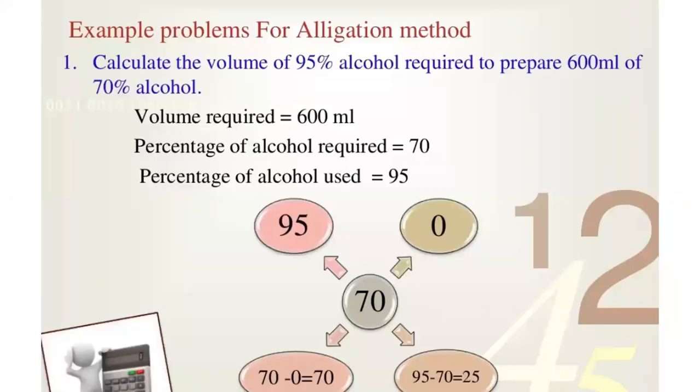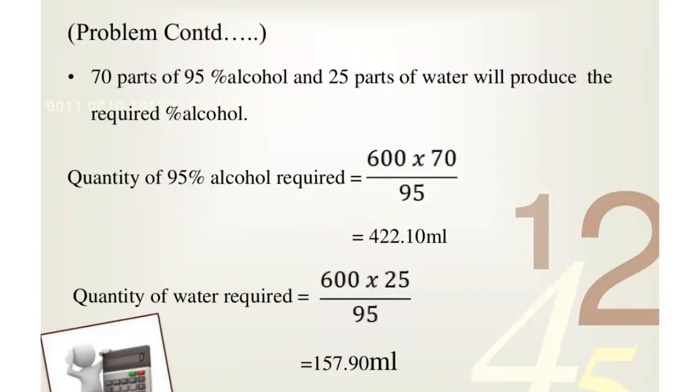So you see the problem here, you can understand it. Calculate the volume of 95% alcohol which is required to prepare 600 ml of 70% alcohol. So what is the required percentage here? 70. So 70 we have to write in the center. Then what is the weaker percentage? 0. It is not given, so it is 0. Then the stronger percentage? 95. So on the downside, 95 minus 70, then 70 minus 0. Then we will get those values, 70 and 25. So now what is required? 70 parts of 95% alcohol and 25 parts of water will produce the required percentage of alcohol.